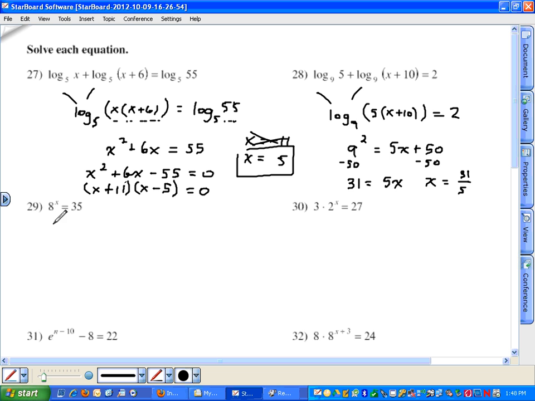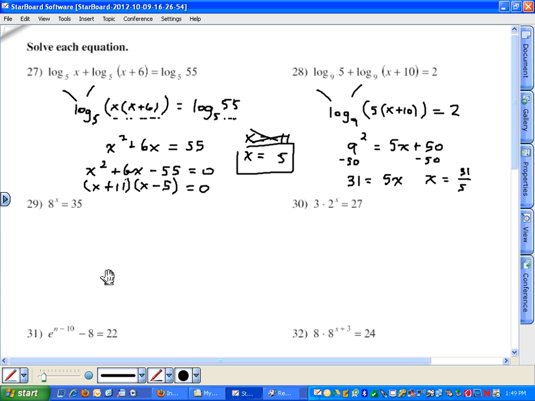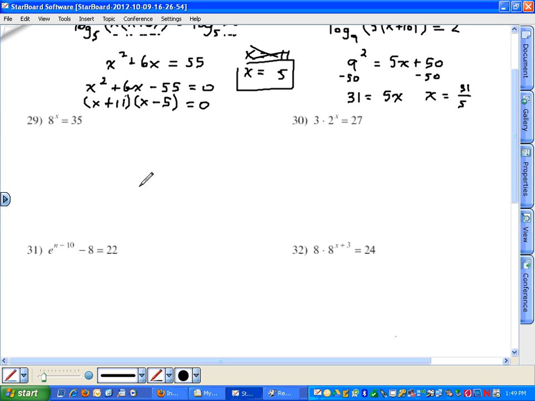Now the last four here, 29, 30, 31, and 32, these are all examples of exponential equations. They're solved a similar way to logarithm equations. In logarithm equations, we isolated the logarithmic term, we rewrote it in exponential form, and then solved for x. Here, we're going to isolate the exponential term, then rewrite it in logarithmic form, and then solve for x. The exponential term is the exponent with the base. That's the exponential term. So our first task on all of these is to make sure that that is isolated.